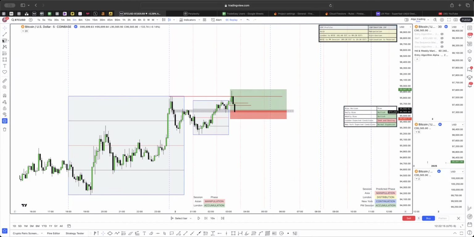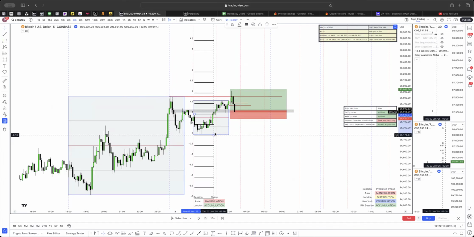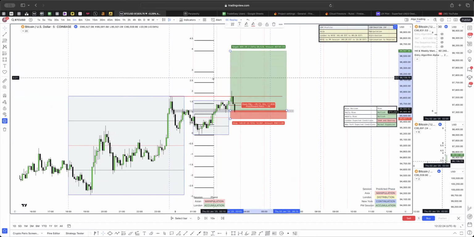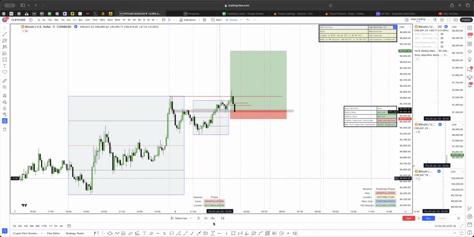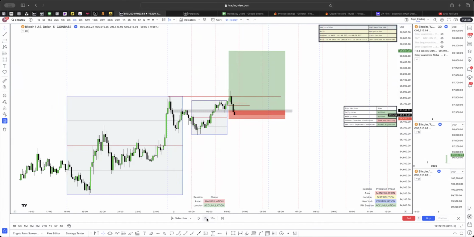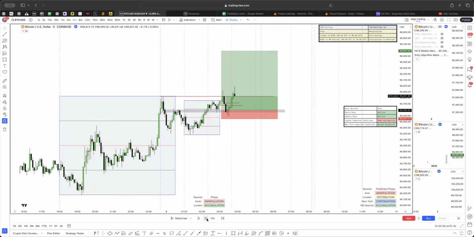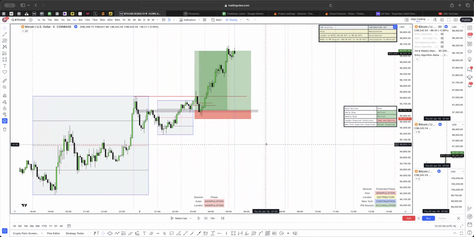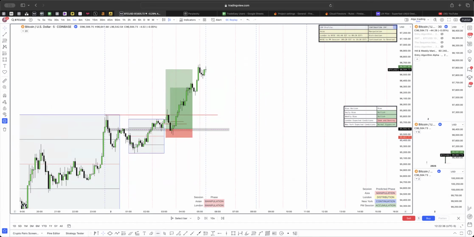Okay. Now, after this, what we will do is we will take this manipulated range there, and we're going to put our TP at 3 standard deviations right there. Okay. Now, let's see how this would have worked out. Perfection.